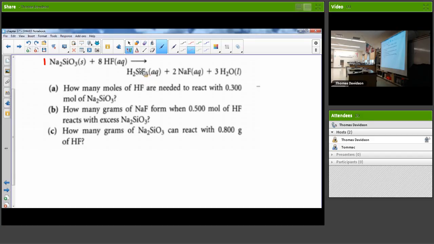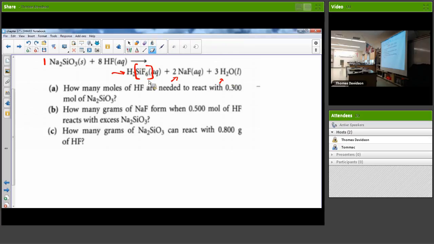What would we call that? I can't remember. This thing right here is a complex ion that I cannot remember the name of. It would be silicon hexafluor something. It might be an acid with that. I can't even name that. It doesn't matter, but whatever. And then you have 2 NaF and 3 waters.